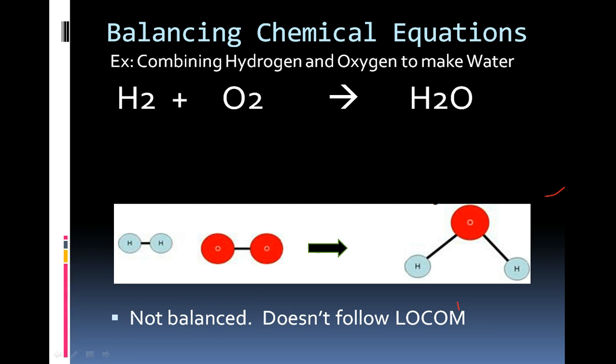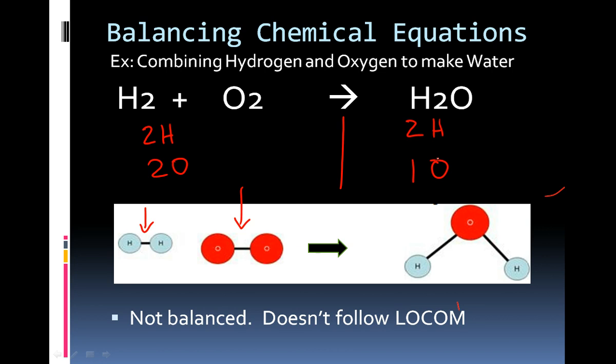And if you notice, over on the left side, we've got 2 hydrogens. They're down here. It's a diatomic hydrogen. We also have 2 oxygens. Down here, we've got 2 oxygens, our diatomic oxygen. Now, on the other side of the arrow, we've got 2 hydrogens, but we only have 1 oxygen. So that's not balanced, and that's not very good.